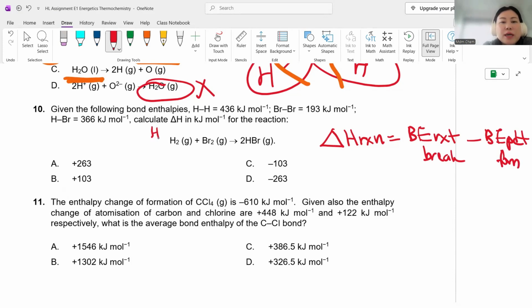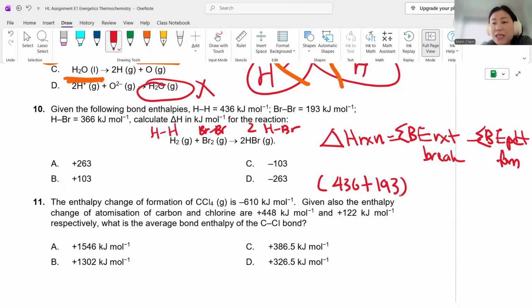There's an H-H bond, there's a Br-Br bond, and there's 2 HBr bonds. So take the reactant minus the product, sum of the reactant minus sum of the product. The reactant will be H-H 436, right? Besides that, also need to add in bromine. So 436 plus 193, that's for reactant. Then you minus the product. Product will be 2 times 366 because there are 2 HBr.